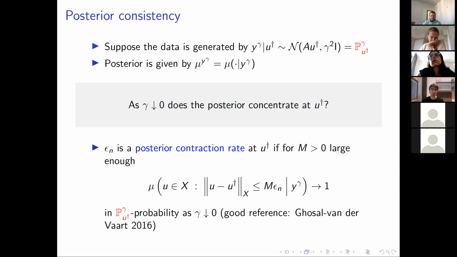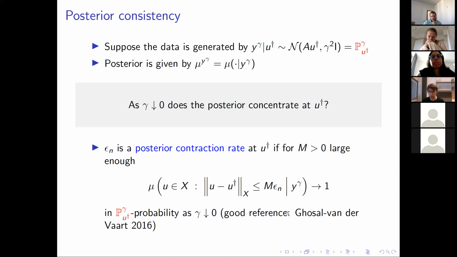you study posterior contraction rates, and those are defined in the following sense: epsilon n is the posterior contraction rate at this ground truth if for any constant m large enough, you have the following convergence to 1, so that as noise goes to 0, this random probability goes to 1.